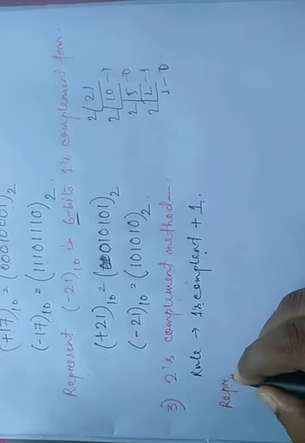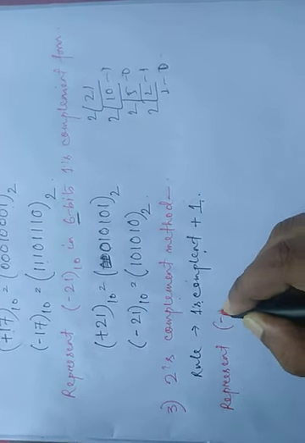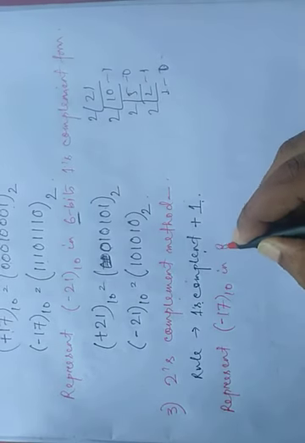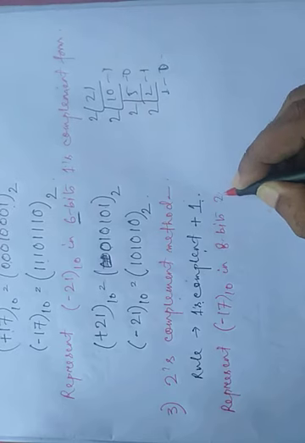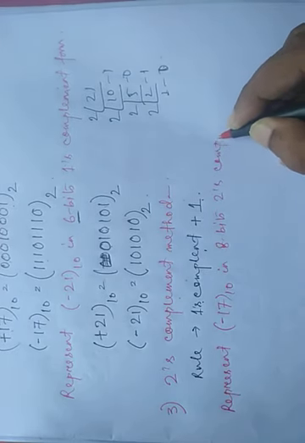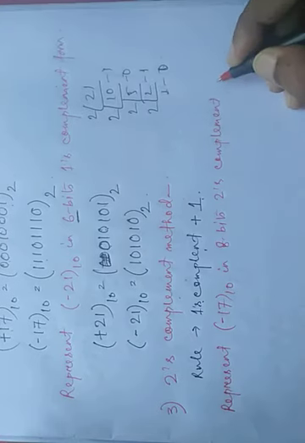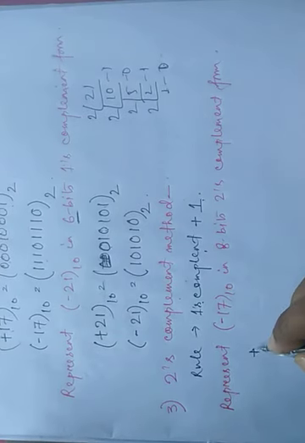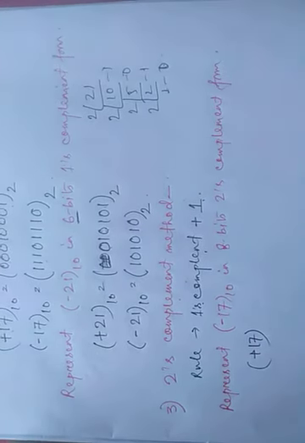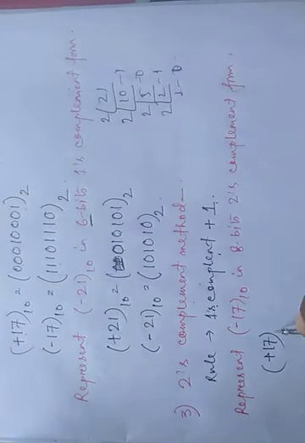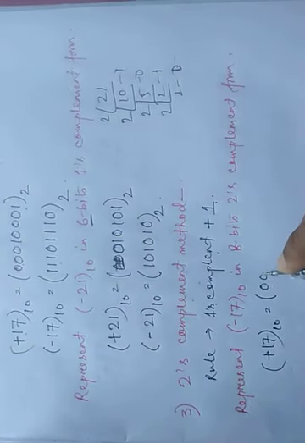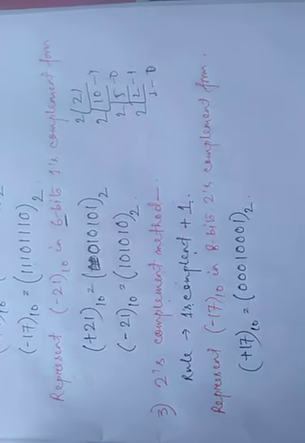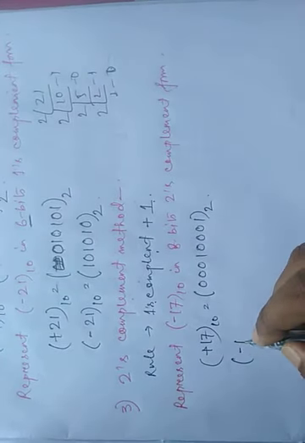Let us see. Represent minus 17 (base 10) in 8-bit 2's complement. We know that plus 17, we have already done it here, is 0 0 0 1 0 0 0 1. This is plus 17.